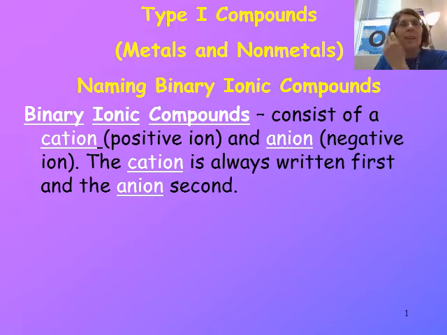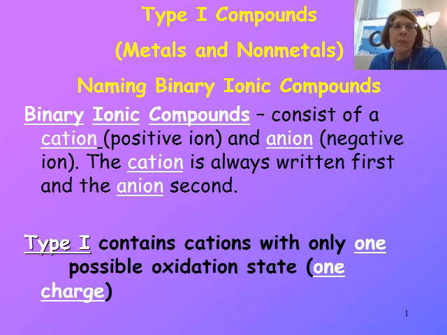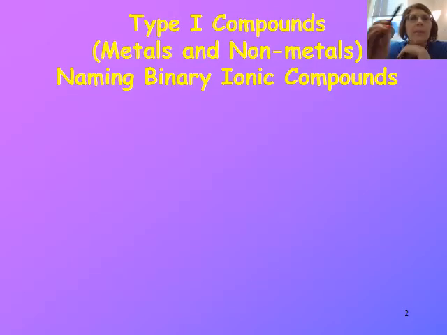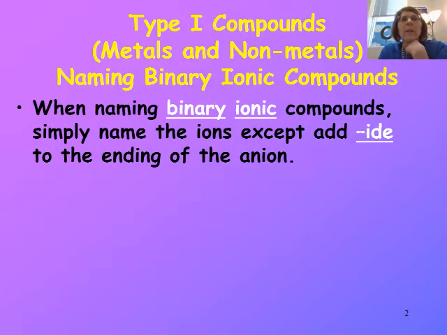So a binary ionic compound consists of a cation, which is positive, and an anion, which is negative. So our cations are always written first. The positive is always written first, and the anion is always written second. Negative is written second. So type 1 contains cations with only one possible oxidation state, or one charge, like just +1 or +2 or +3.